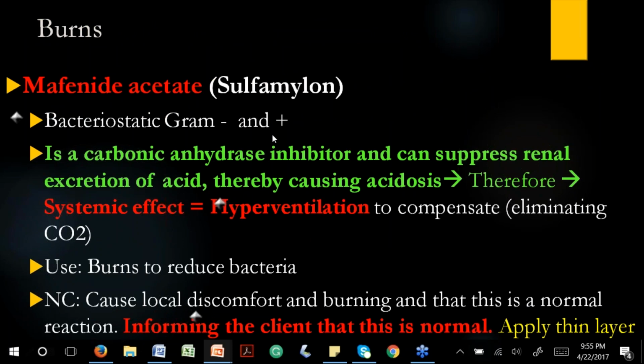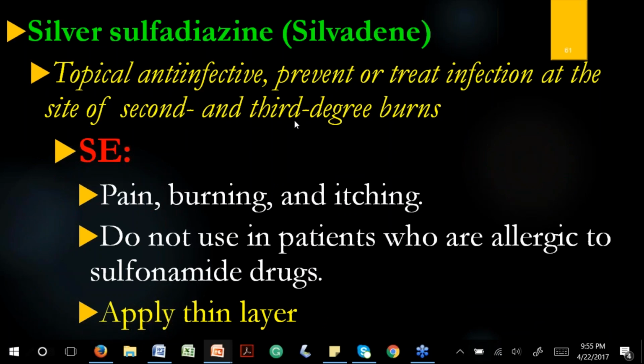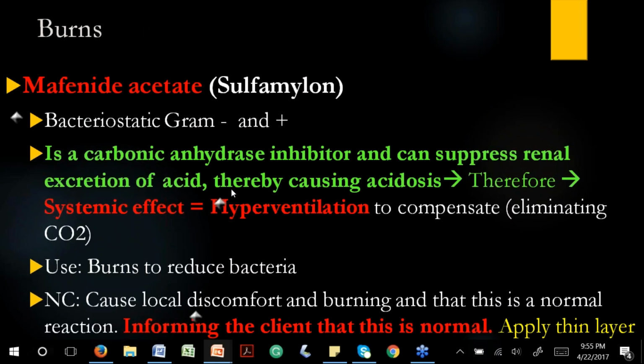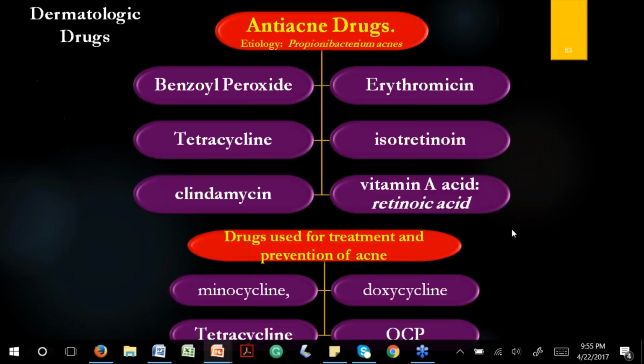So we have sulfamylon, another high yield here. What I want you to remember is that sulfamylon can be used instead of Silvadene, and it can produce side effects like burning too. So what we need to do is apply a thin layer, apply a thin layer.